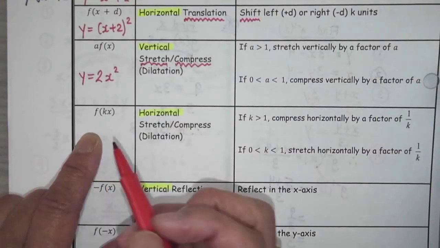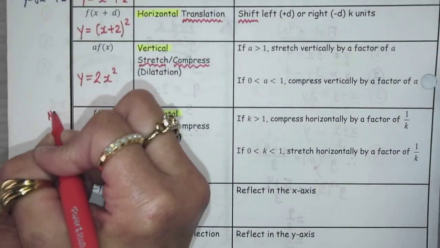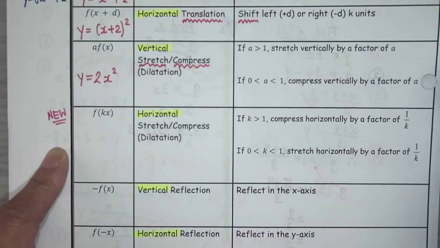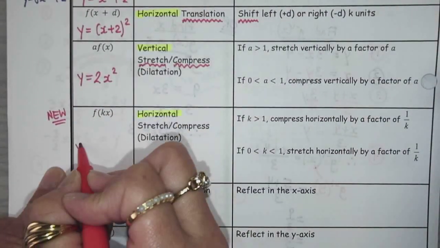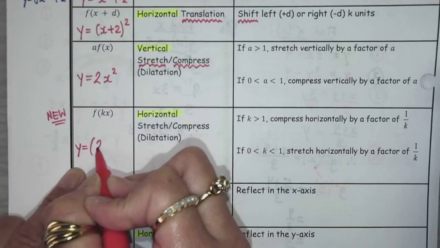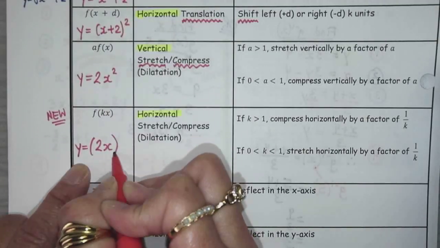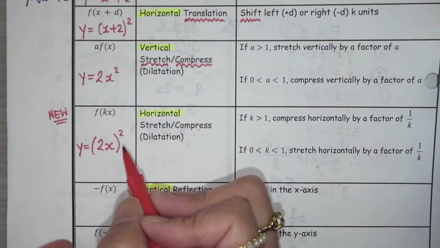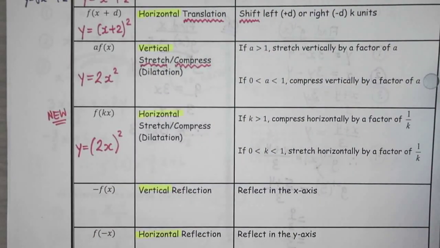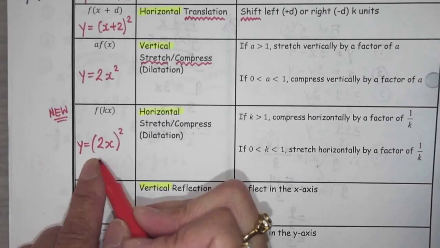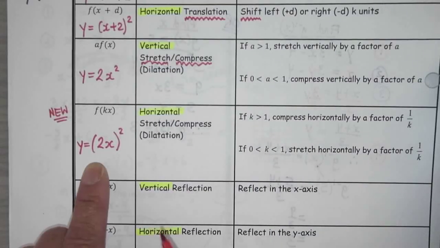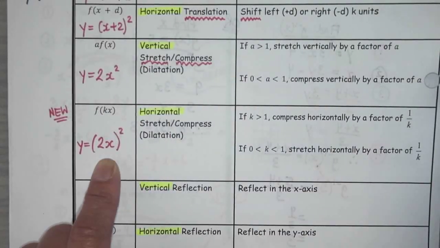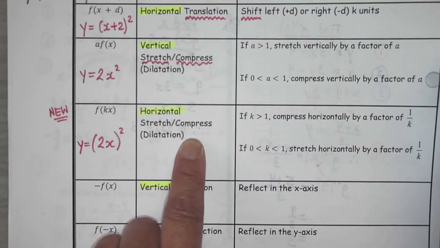Okay, so this one's new. This is the new one. We never had this scenario last year where I left the 2 inside and squared it. Why would we? Wouldn't I just make it 4x squared, right? But on some functions, like the square root function, what if I can't take it out? What if I want to leave it in there with the function? So when it's inside the bracket, it's horizontal, and it's a stretch or compression.